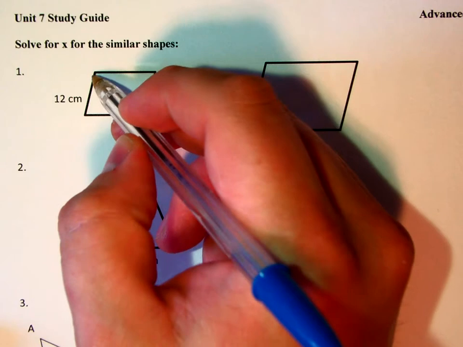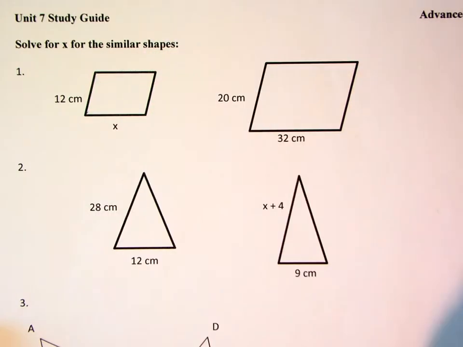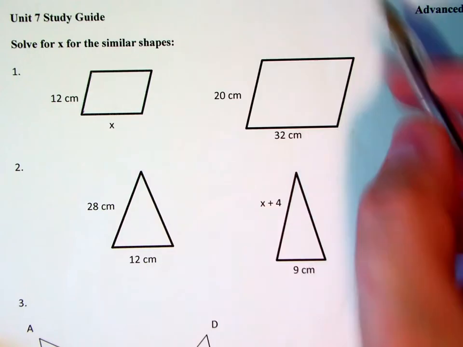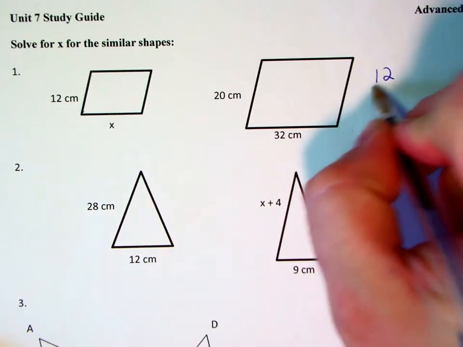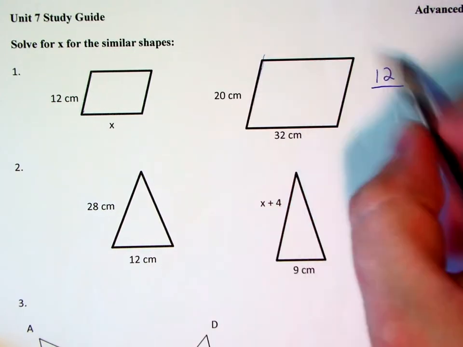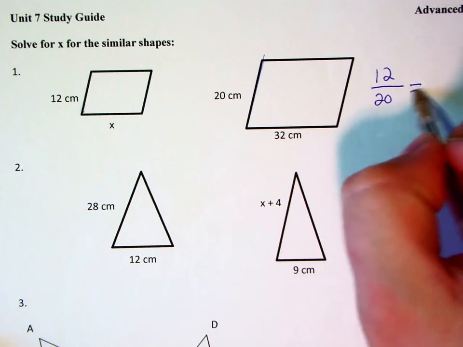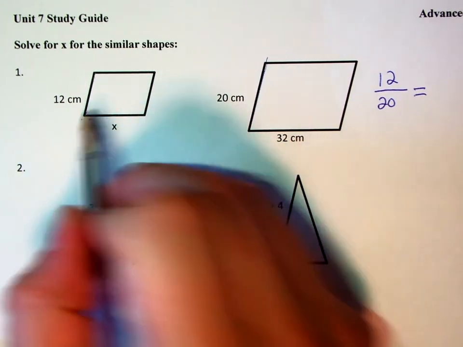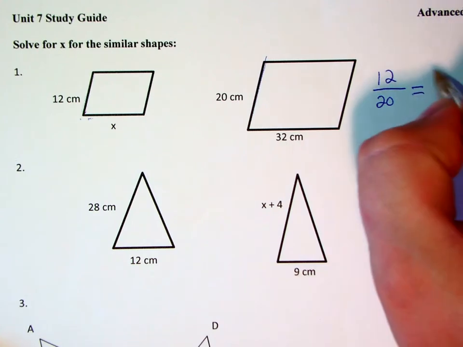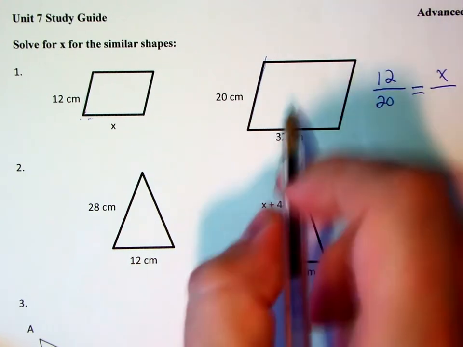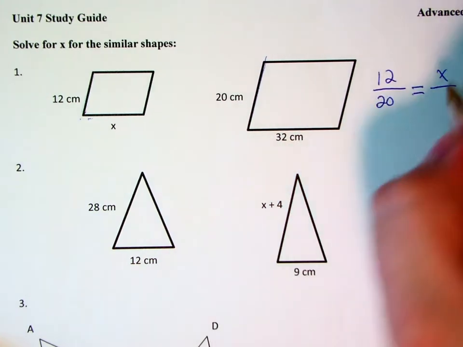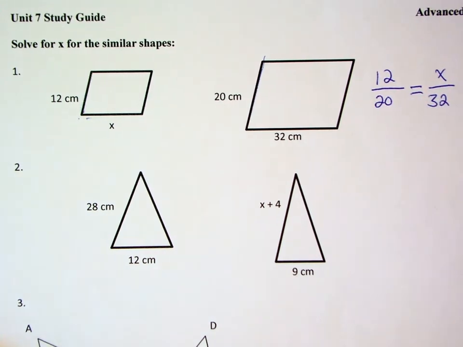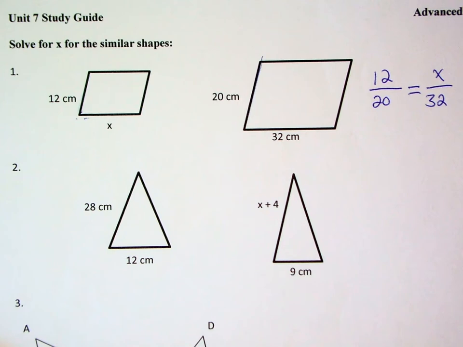And so we are going to set up a proportion in which our left side of the first shape, 12, over the left side of the second shape, 20, is going to be equal to the base then of my smaller shape over the base of my larger shape. And now that we have a proportion set up, we simply cross multiply to solve.